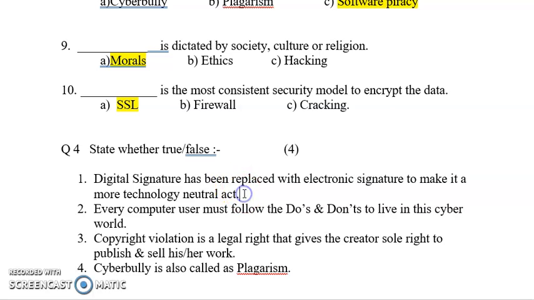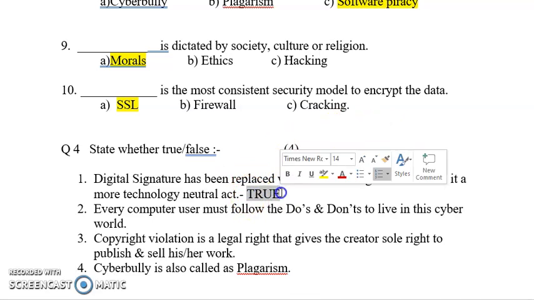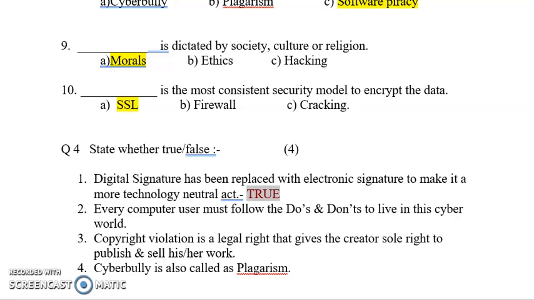So the first question is, digital signature has been replaced with electronic signature to make it more technology neutral act. So nowadays we use electronic signature everywhere. So this is true.